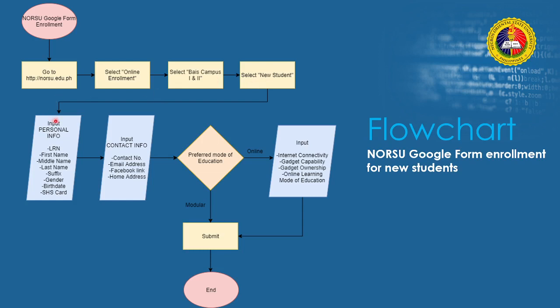And the next is you're going to input your personal information. That includes the LRN, first name, middle name, last name, and so on and so forth. And after that, you're going to input your contact information. That includes contact number, email address, Facebook link, home address, etc. And then next you're going to be asked whether you prefer online learning or modular learning. Now, if you selected modular learning, it will give you the submit button right away. However, if you selected online, it will route you to another page that will allow you to input your internet connectivity, gadget capability, gadget ownership, and mode of education.